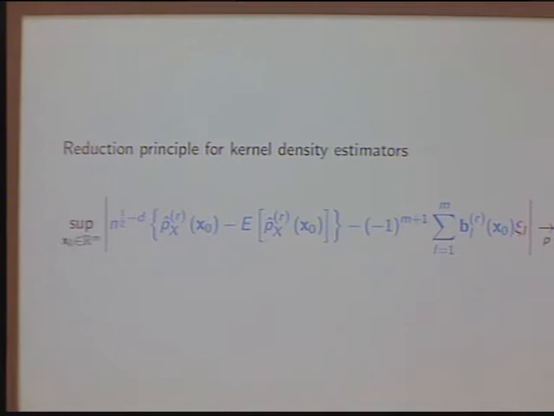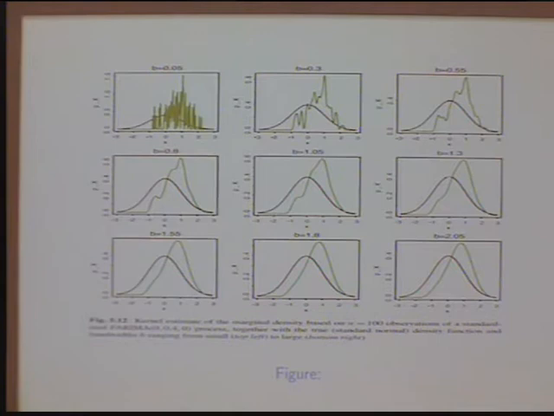So you get a reduction principle for kernel density estimators. This process is essentially the same as this. So we get this degenerate process also for actually any derivative of the kernel density estimator. It has interesting consequences for inference.